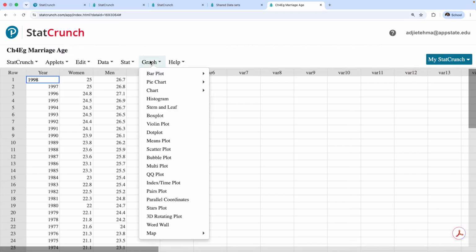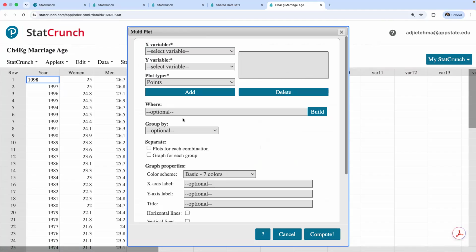So graph, multi-plot, and then you have this. The X variable is always the time. And so here, the X variable is the year. Is that okay? So we select that. And then the Y variable, here we want to show both men and women.